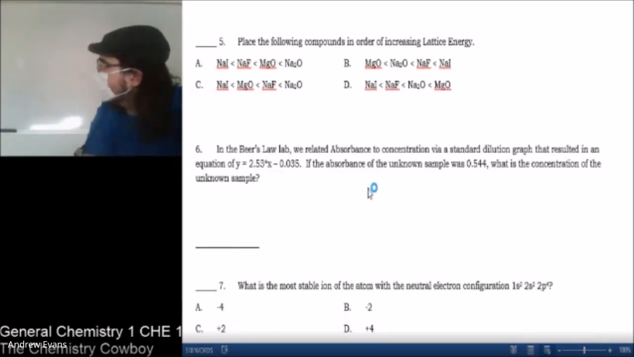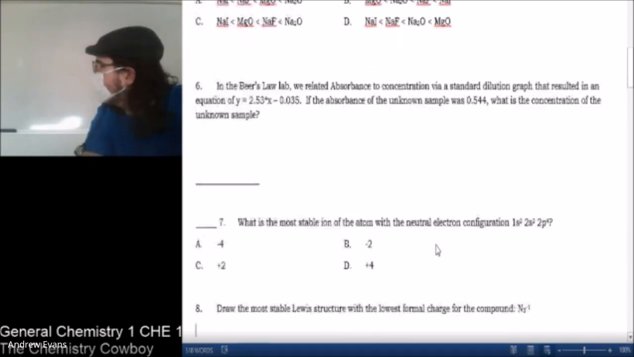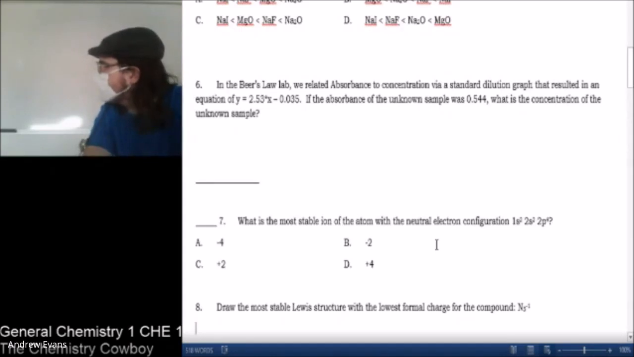We don't have to worry about number 6, but we can work on number 7 because it's the electron configuration one. What is the most stable ion of an atom with a neutral electron configuration of 1s2, 2s2, 2p4? The key thing here, remember, the most stable state we can achieve is a completely filled orbital. So 2p4 puts us at oxygen. And so to get to 2p6, which would be neon, it would typically be 2 minus. And so the answer would be B, 2 minus.